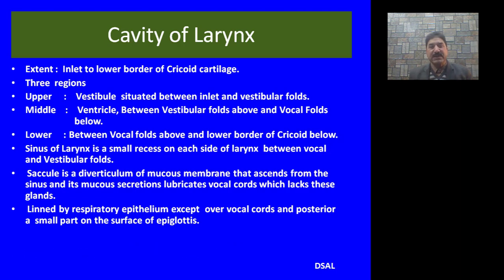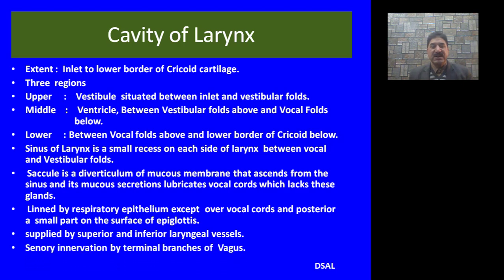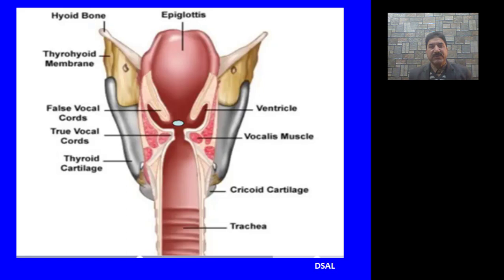The arterial supply of the larynx comes from the superior and inferior laryngeal arteries. It is drained by the superior and inferior laryngeal veins. The interior of the larynx gets its sensory supply from terminal branches of the vagus.